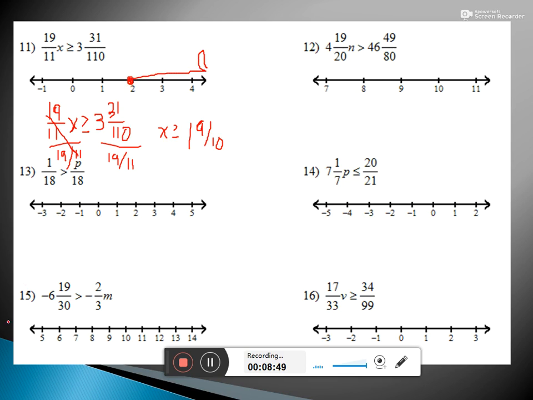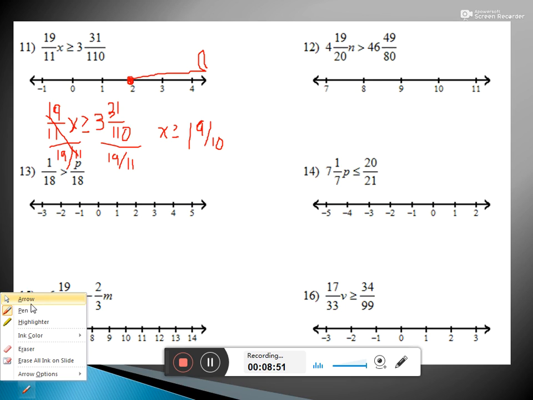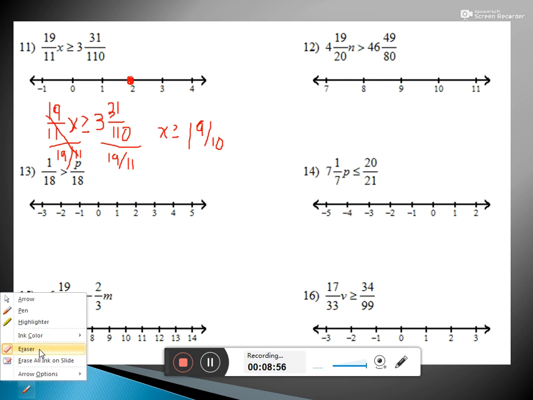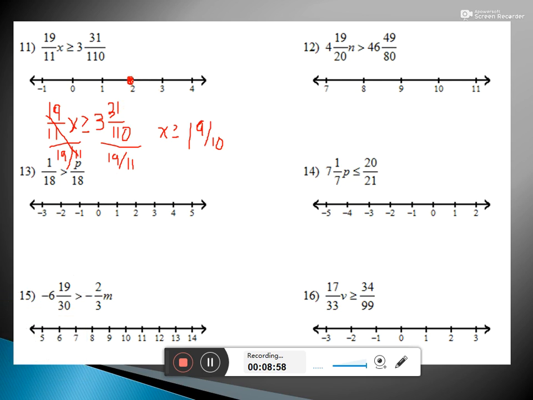That just went awry. Hold on one second, folks. I apologize for that. Let me fix my pen mark. My arrow went funky. There we go.